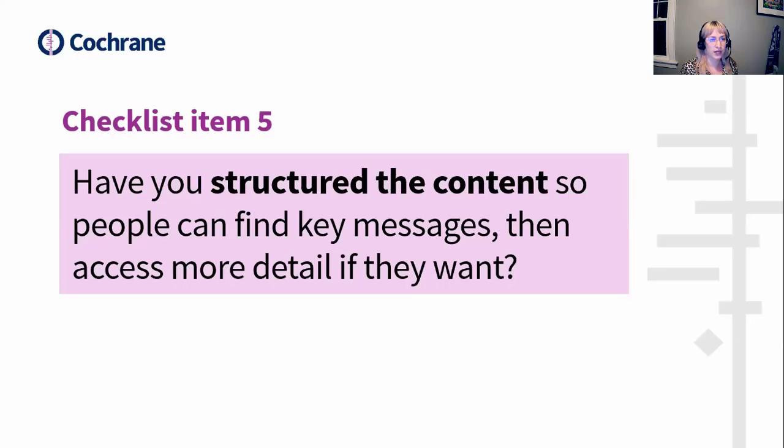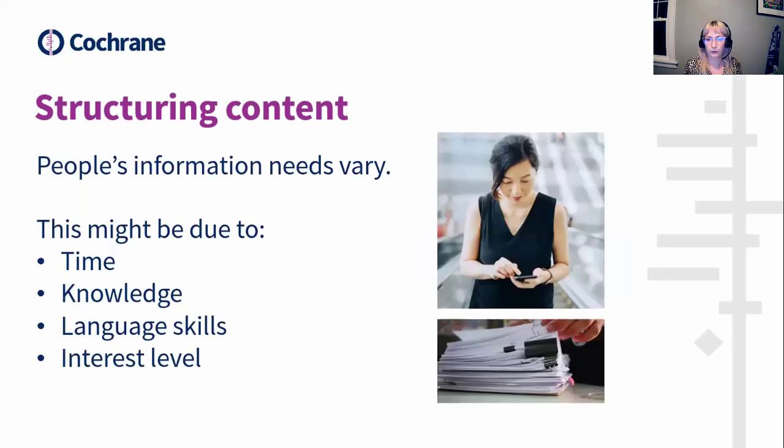So just as a quick reminder, item 5 is about structuring your content so that people can find key messages and then access more detail if they want to. And why should we think about structuring content in this way? In basic terms, people's information needs vary, and that can depend on the person to person in terms of who they are or their role. And it can also depend on the context. So how much time they have, their knowledge, their prior interest level, language skills, and so on.